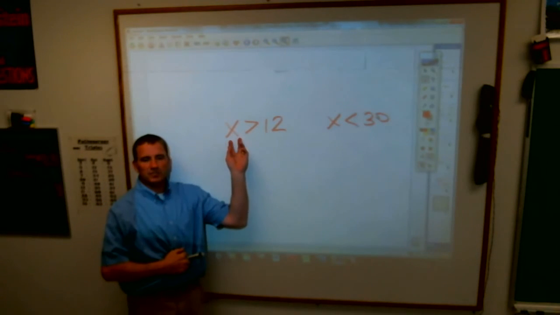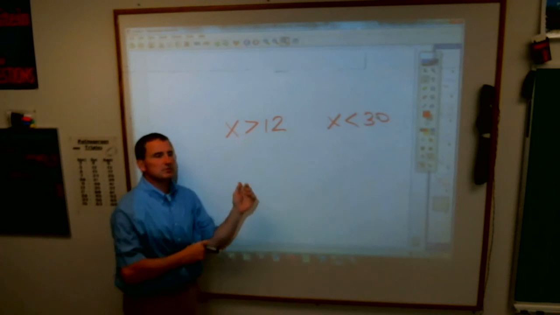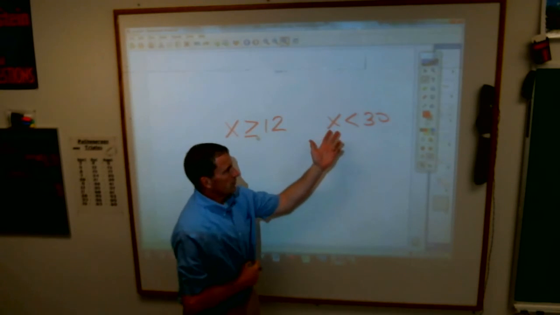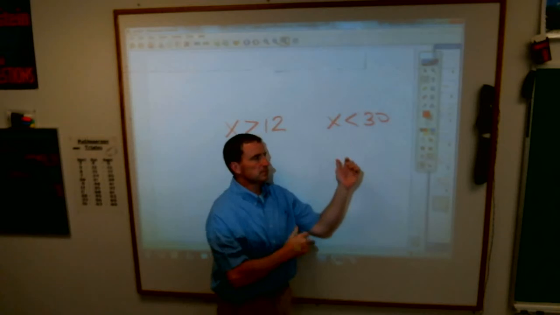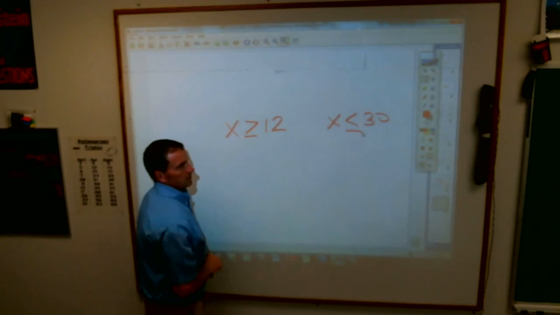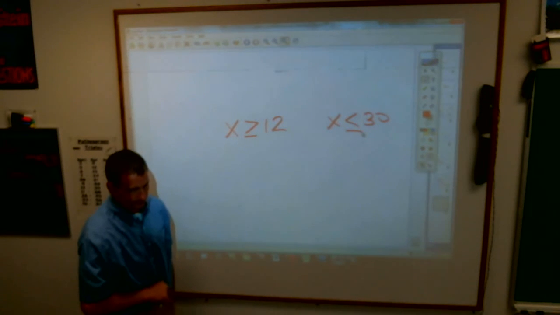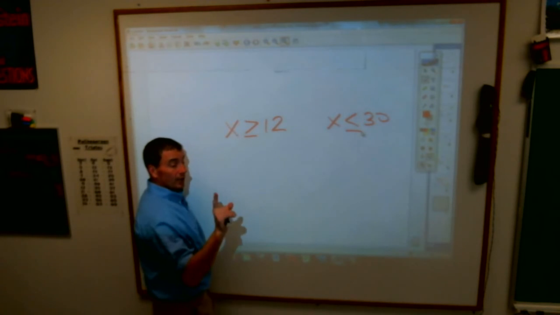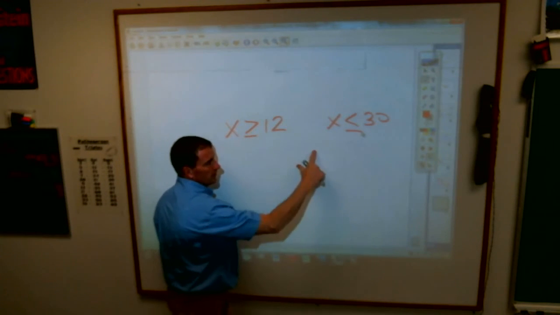The way it's worded, could it be 12 students? Would it hold the class for 12 students? So it would be equal to. Would it hold the class if it was 30 students? So it would be equal to. Is that an and or an or? That's an and problem. How would I write it in one single thing here?